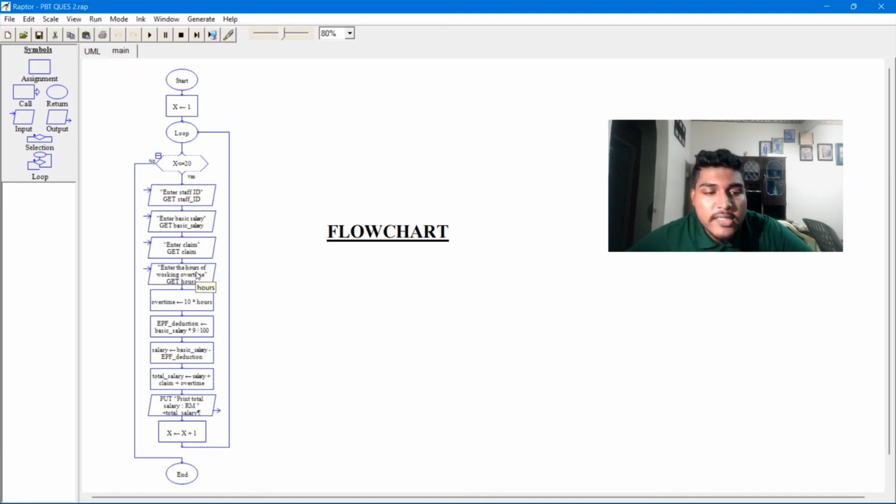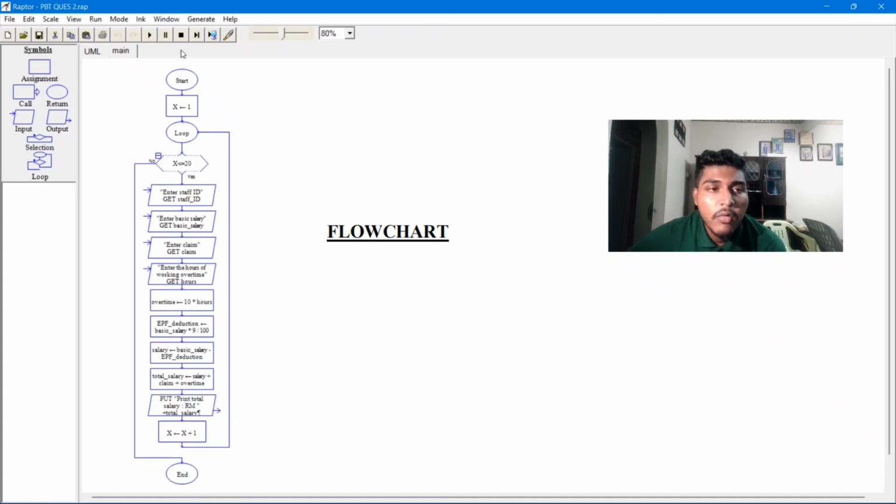Then continue with the process, which is to know the overtime we have to multiply 10 with hours, because for an hour we put RM10. Then continue with EPF deduction. To know EPF deduction, we have to multiply basic salary with 9/100. Then continue with salary. To know salary, the basic salary has to be minus EPF deduction. Then the last process will be to know the total salary. We have to add salary, claim and overtime together. Then the last will be the output, which is print total salary.